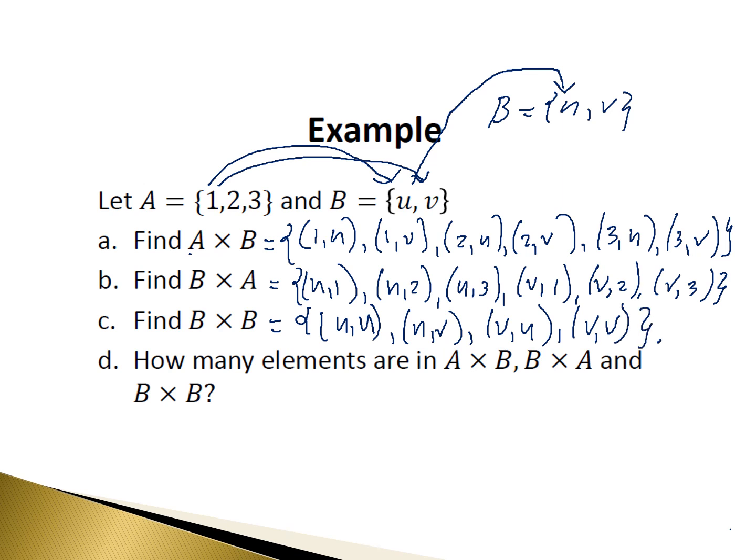Okay? So if we are going to determine how many elements are in A cross B, you just count how many elements there are. Consider each ordered pair as one element. So 1, 2, 3, 4, 5, 6. So there are 6. In B cross A, we also have 6. So 1, 2, 3, 4, 5, 6. And then we have B cross B. So we have here 1, 2, 3, 4. So we have 4.